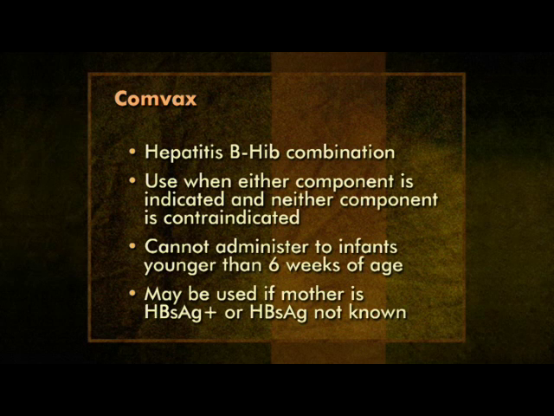As with other combinations, the vaccine can be used when either component is indicated and neither component is contraindicated. Hib vaccine should not be given to infants younger than 6 weeks of age. So Comvax cannot be administered to infants younger than 6 weeks of age. Although not approved by FDA for this use, Comvax may be used if the infant's mother is known to be surface antigen positive or not known. ACIP approved this off-label use of Comvax in 1997. These infants must receive a birth dose of monovalent hepatitis B vaccine, and the hepatitis B series can be completed with Comvax beginning at 6 to 8 weeks of age.